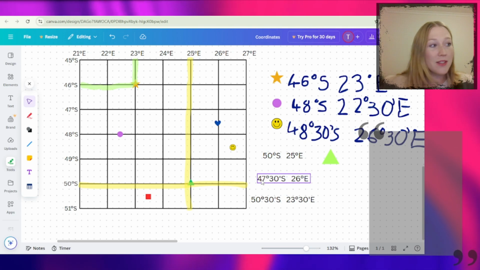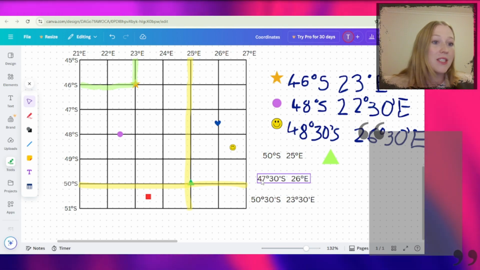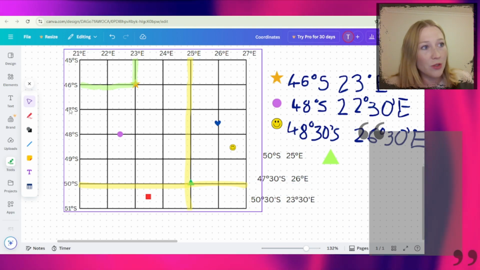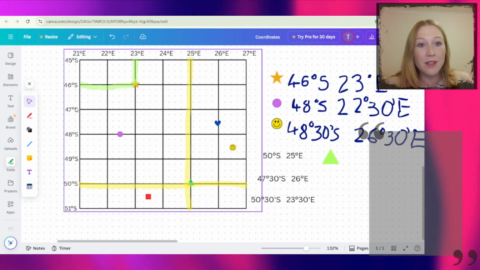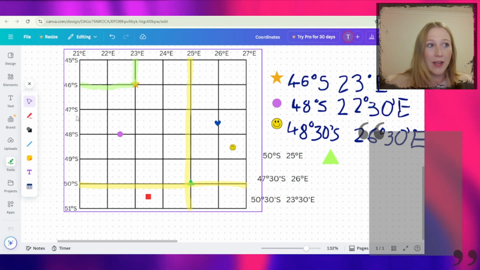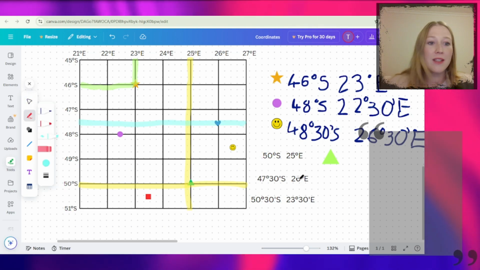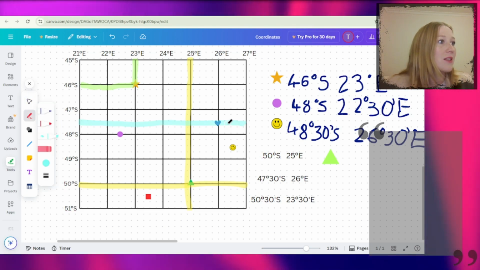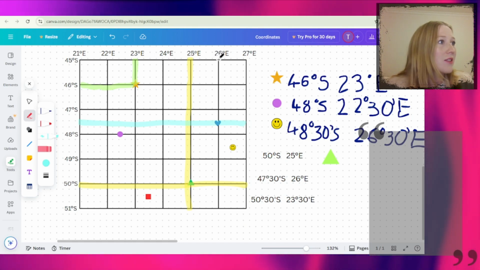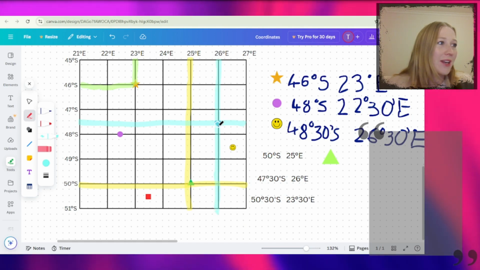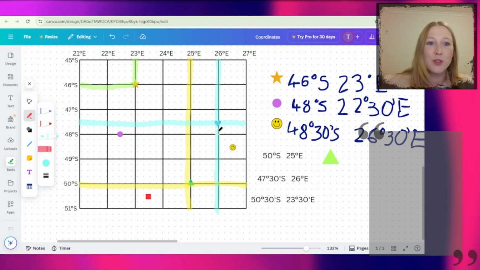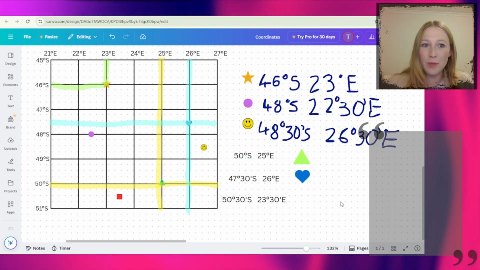Next one. 47 degrees and 30 minutes. 47 degrees is there. And 30 minutes means halfway. So here. There we go. And then it's 26 degrees east. There's 26 degrees. There we go. Okay, and that's where they cross, by the little blue heart. Hopefully this is all making sense.